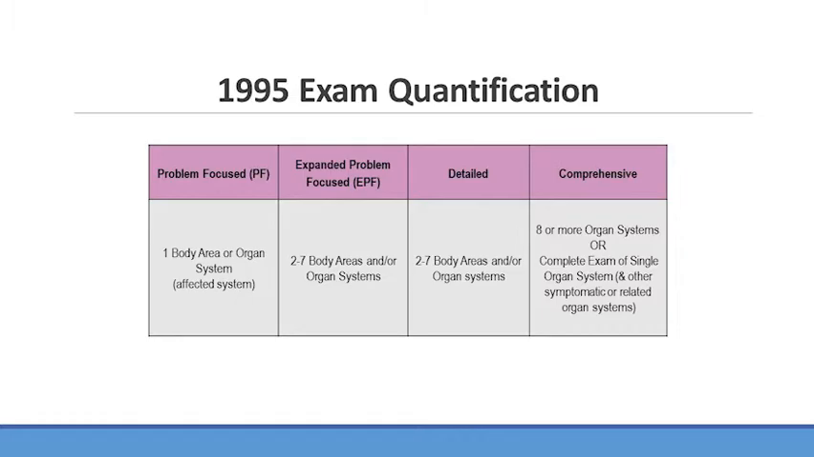Now, it's a bit strange that the quantification of the exam can be a mix of body areas and/or organ systems for the 3 lower levels. But when we look at comprehensive, it just states 8 organ systems. Depending on what is documented about a body area, the body area can most likely be credited back to an organ system. For instance, in the lower extremities, which are listed as body areas, if the provider documents that there is normal sensation and reflexes, that is a countable element to the neurologic system.